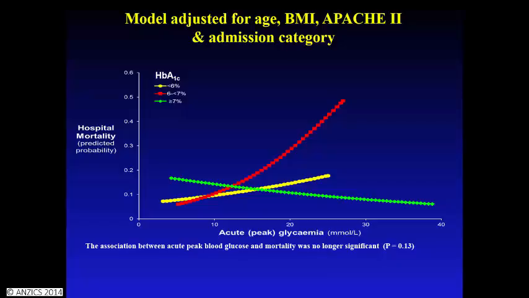Now, we don't want to overinterpret this data, and this figure was included as a supplement in the eventual publication, but for those patients who have an HbA1c greater than 7% and chronic hyperglycemia, the slope is actually downward sloping, which would suggest potentially that hypoglycemia may have a protective effect.